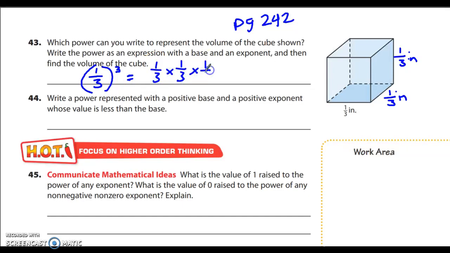And this is a lot easier than it looks. It might look confusing to you, but if you multiply fractions, you just multiply all the top terms. 1 times 1 times 1, that's 1. And 3 times 3 is 9, times another 3 is 27. It's 1/27th of a, and then what we do is we label it in inches, and it's a three-dimensional figure, so it's to the third power.